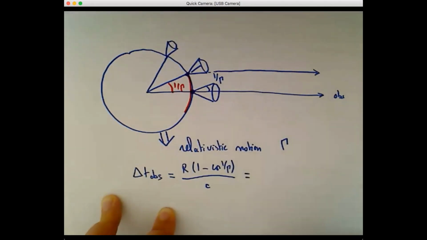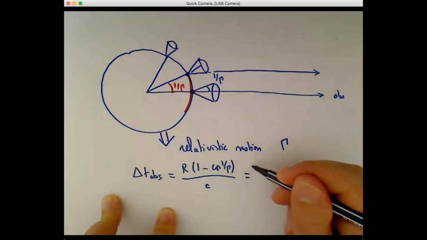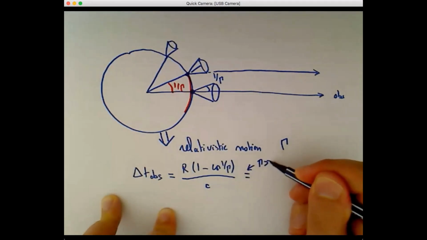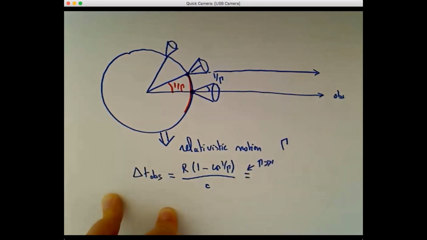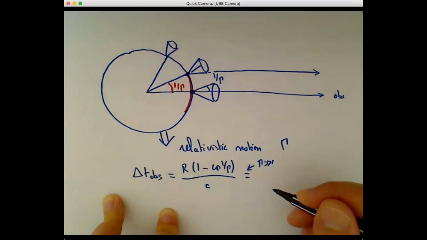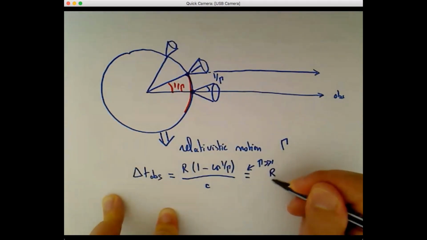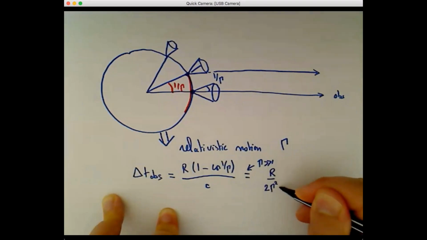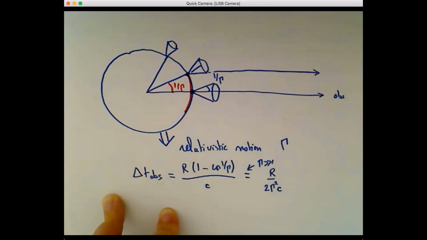And if gamma is large, if I am ultra-relativistic, which is always a good approximation for gamma ray bursts, because just before we demonstrated that we need a Lorentz factor above 100, then I can make a Taylor expansion of the cosine, and I get this expression.